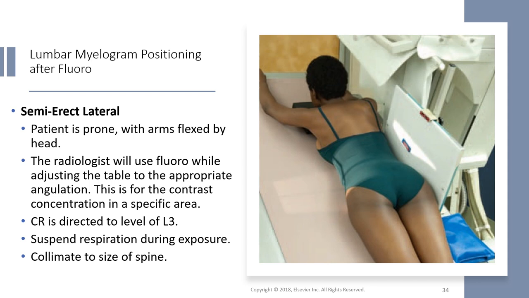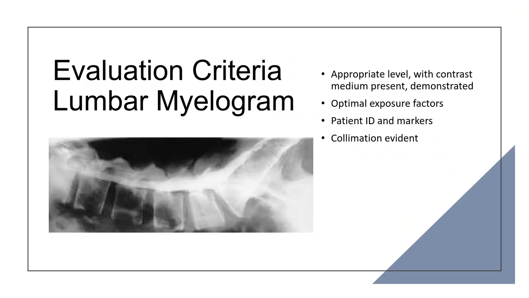Occasionally, you'll have additional projections. They may ask for obliques of the L-spine and/or an AP or PA of the L-spine as well. Evaluation criteria for the lumbar myelogram is you want to be at the appropriate level with contrast medium present and demonstrated in your image. Optimal exposure factors, patient ID and markers are evident, and collimation is evident.